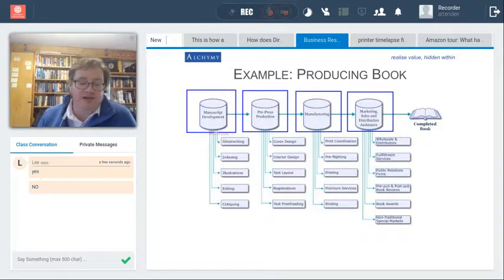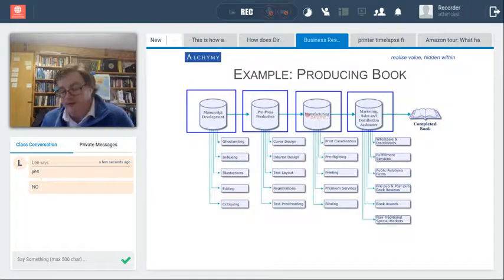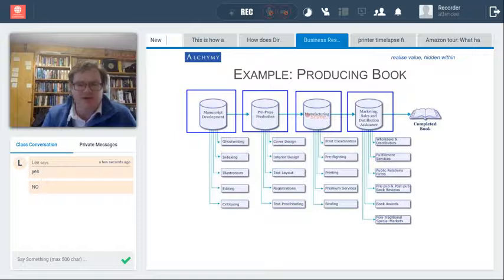Now, not all of these things will happen in strict sequence. For example, some of the marketing will be done before the book actually runs off the printer. A lot of sales work and marketing work will be done beforehand to gauge how many copies we're going to print, which feeds back into the print production. But that's the core idea: manuscript development, pre-press, printing or manufacturing, and then marketing, sales, and distribution of the book.